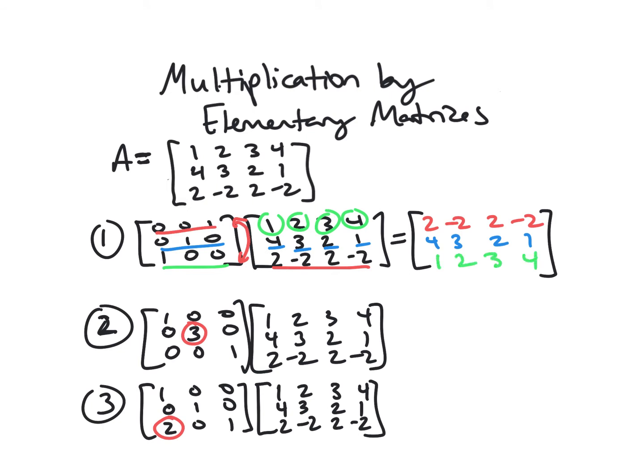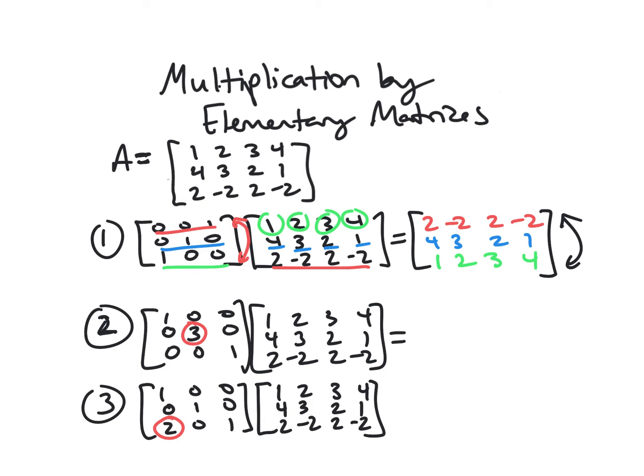So what have I done? I've done exactly switching rows 1 and 3 by multiplying by the matrix where I switched rows 1 and 3 in the identity. Okay, that's not by accident. That will always be the case, and I'll talk about the general thing in a moment.